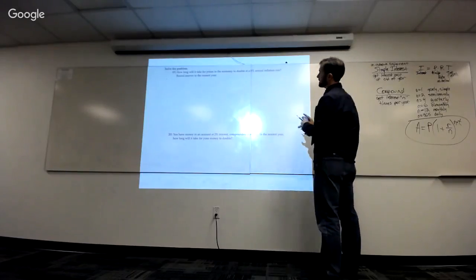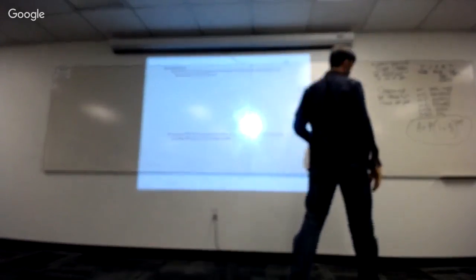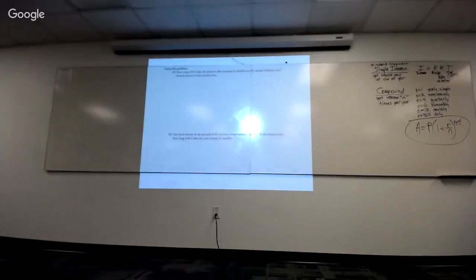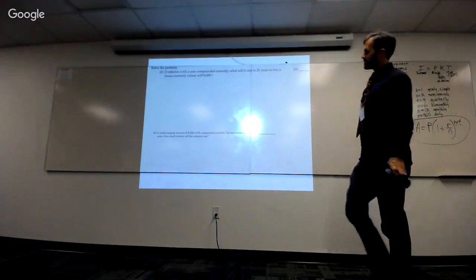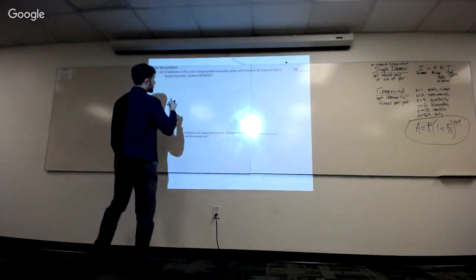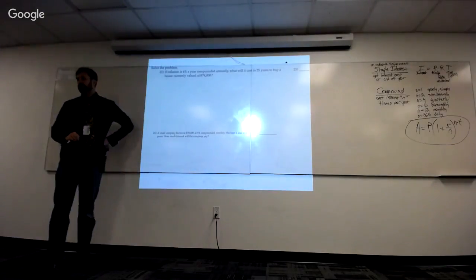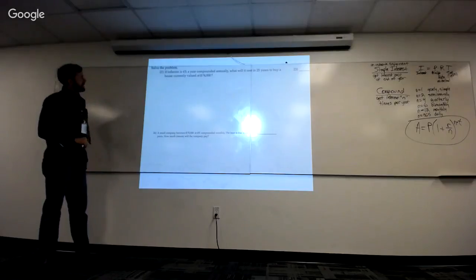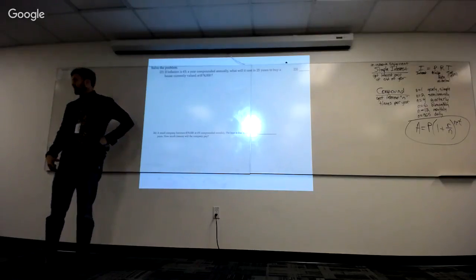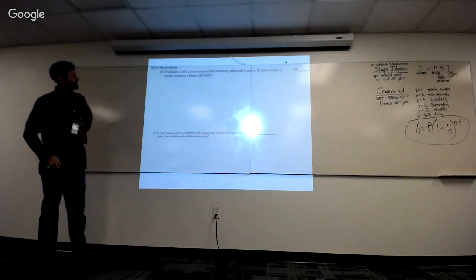All right. There we go. If inflation is 4% per year compounded annually, what will it cost in 25 years to buy a house currently valued at $74,000? So this is a very practical question. What will inflation do to the value of different things in the future?